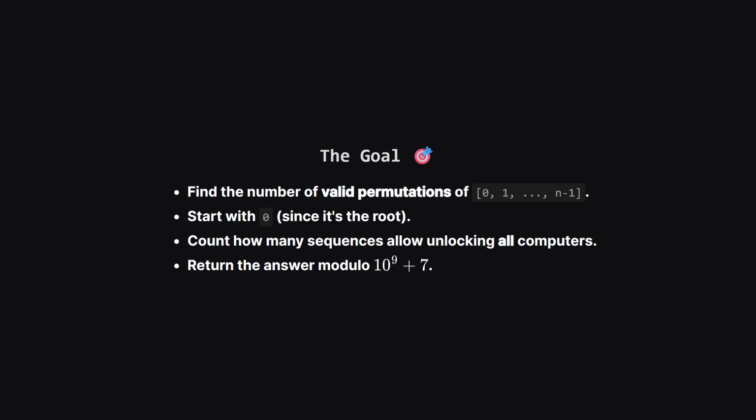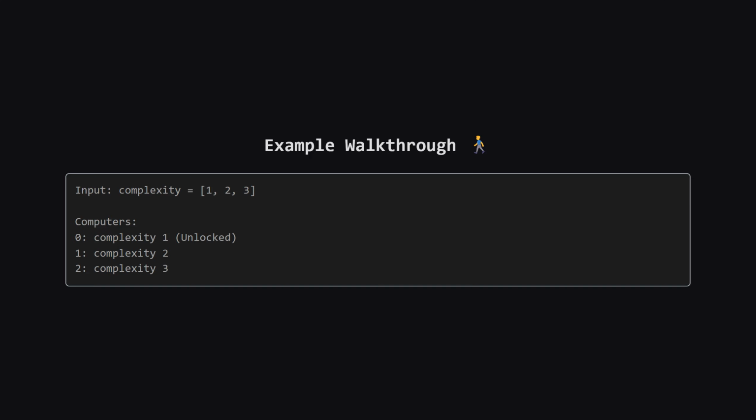We need to count how many valid sequences exist, where we can successfully unlock every single computer in the room. Every valid sequence has to start with computer 0, because that's the only one available initially. From there, every subsequent computer in our list must have a valid parent among the ones we've already opened. Since the number of ways can be huge, we need to return the answer modulo 10^9 + 7.